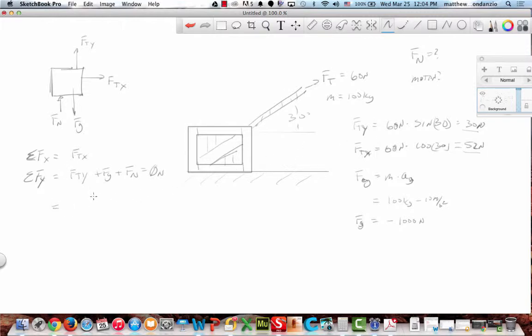So F_T_y is 30 newtons, right? Plus F_g, which is negative 1,000 newtons. Plus my F_n, which I don't know, is equal to 0 newtons, right? Therefore, my normal force F_n must equal 1,000 newtons minus 30 newtons, which is equal to 970 newtons.